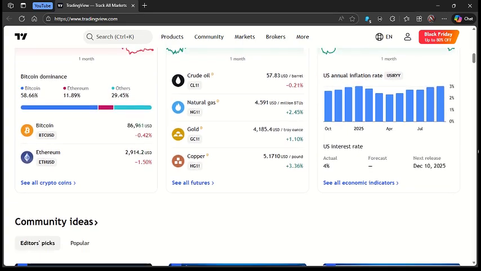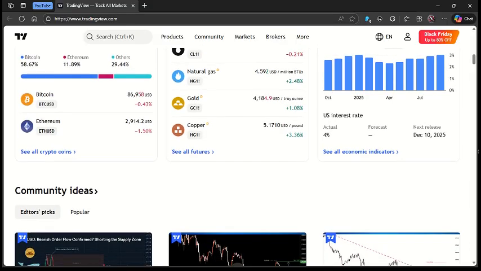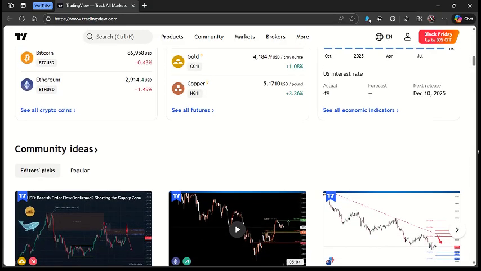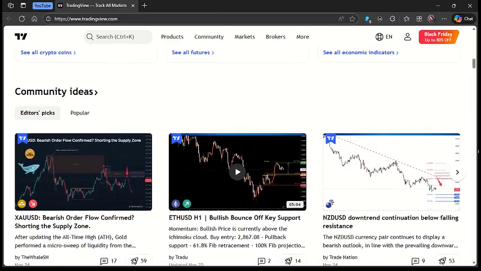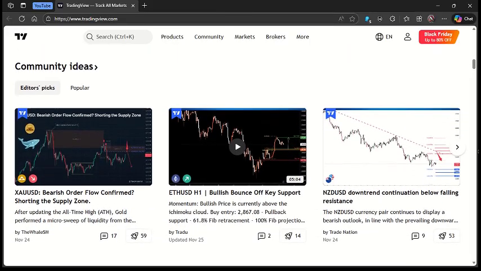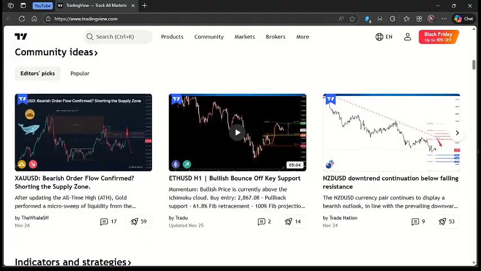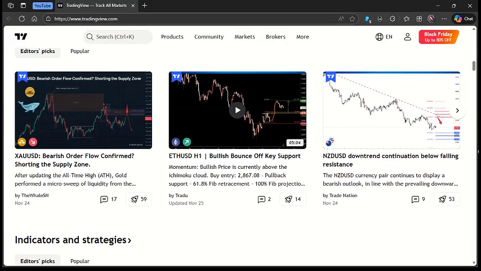Another effective approach is breakout trading. Watch key support and resistance levels, confirm the volume spike, and take a position when the price breaks decisively. Pair this strategy with alerts to never miss opportunities.